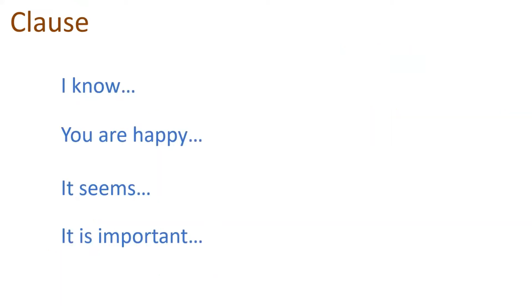Another type of conjunction that we might want to use is with certain expressions that are very common in English. For instance, I know, you are happy, or impersonal expressions like it seems or it is important. We call them impersonal expressions because it doesn't really stand for anything. We add the second clause, they are here, using the conjunction that.